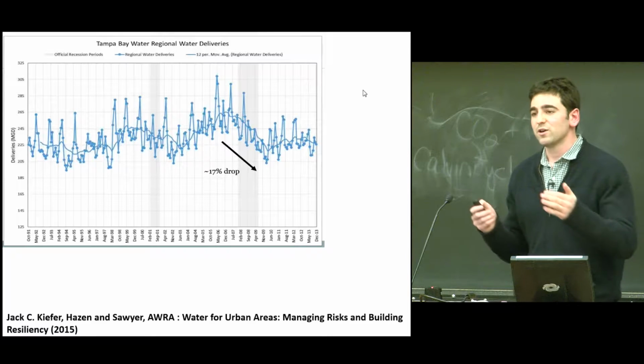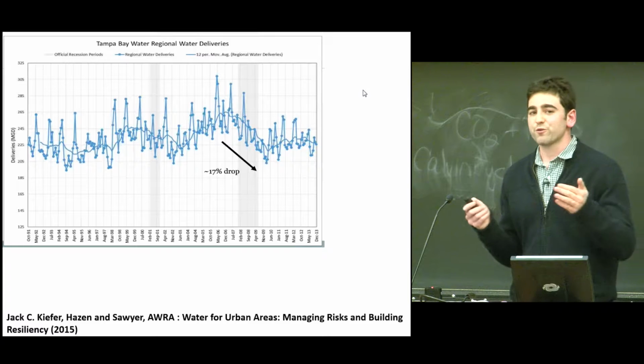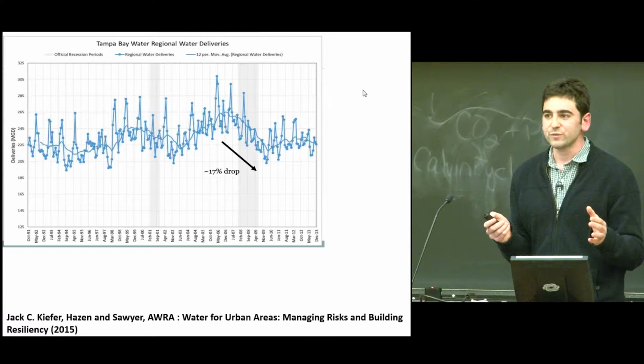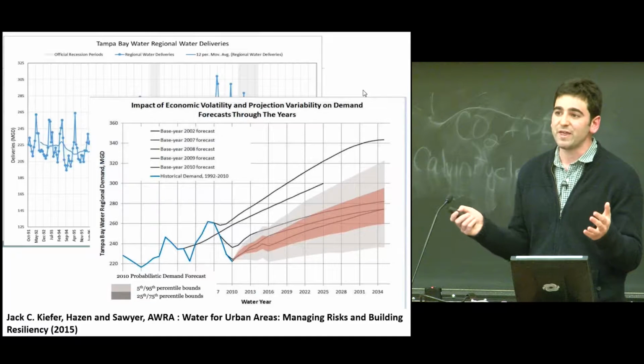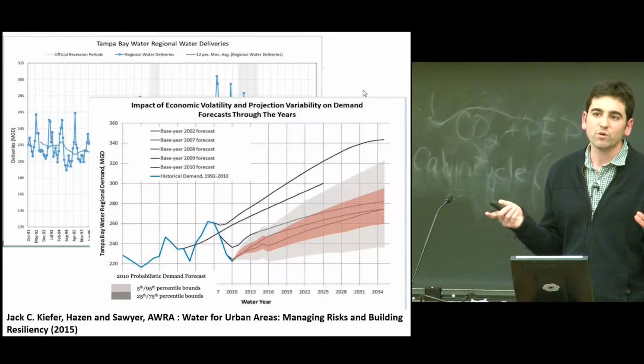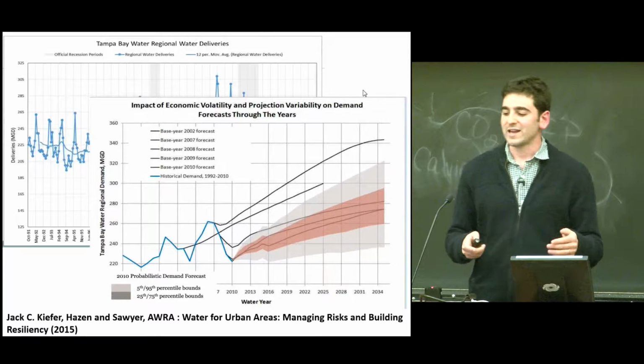And the reason is water demand is linked to economic activity. And so if you have a crushing recession that can change the economic activity of a region, you can change the water needs of that region. And no one projected that. No one forecasted that. So here's their projections of demand at different points in time.